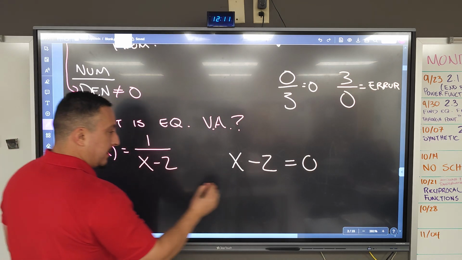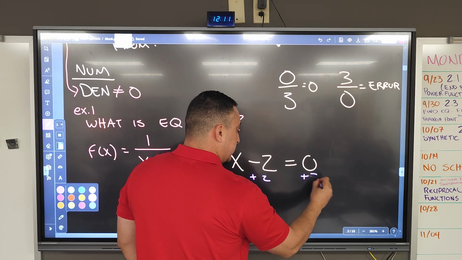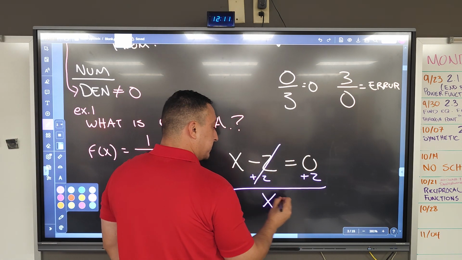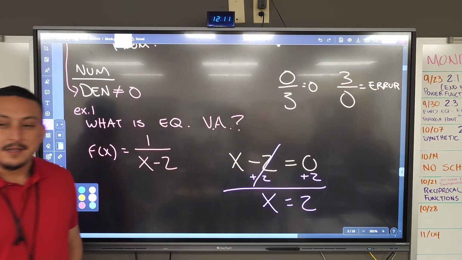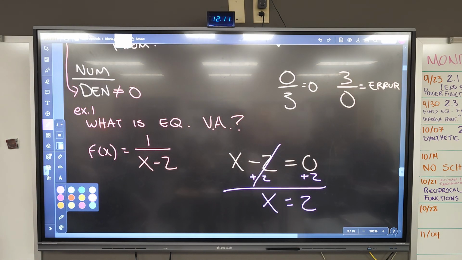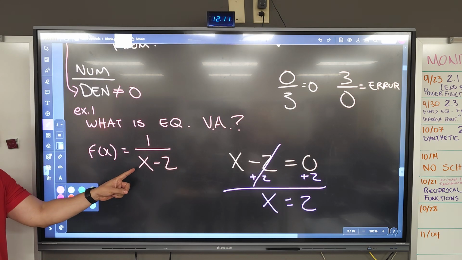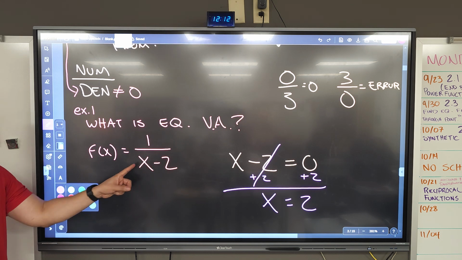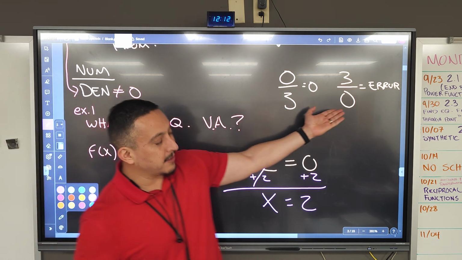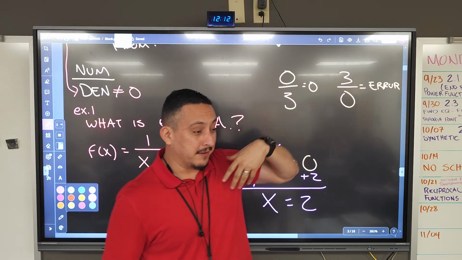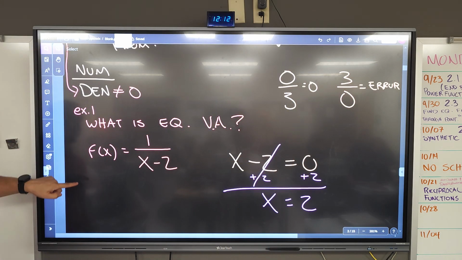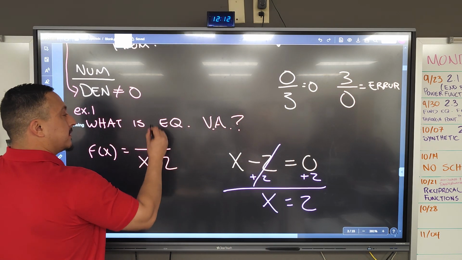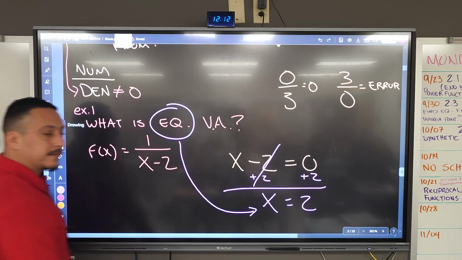We just add 2 to both sides. x equals 2. But that's not a root. That's not an x-intercept. That's the number that, if you plug it in here, what will happen if you plug 2 right here? 2 minus 2 is 0. 0 on the bottom causes breakdown. So my equation is x equals 2.